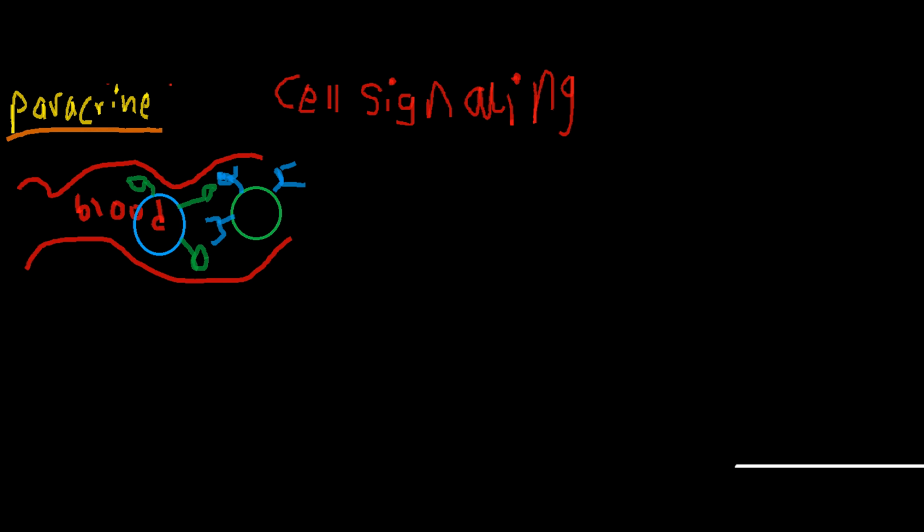So then, let's say the green one releases some of its chemicals and stuff into the blood. So its chemicals are all in the blood. Its hormones, I should say. So let's say it happens to bind with the blue cell receptor.